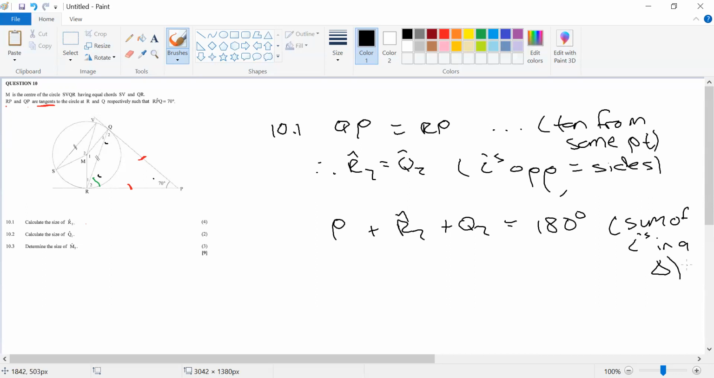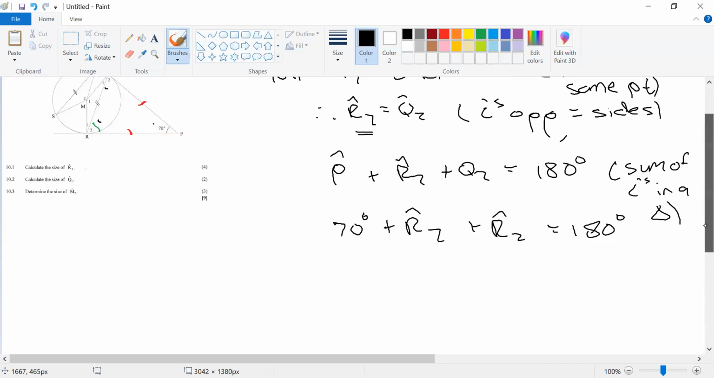Now we start substituting anything that we do know. From my diagram, I can see that angle P is 70 degrees. I do not know what R2 is, but I'm trying to figure that out. And Q2, I know, is also equal to R2, so I'm going to do that substitution so I don't have too many unknowns. That is still equal to 180 degrees. Now we start simplifying. So this is 70 plus 2R2 is equal to 180.